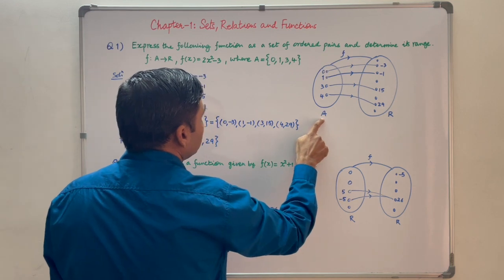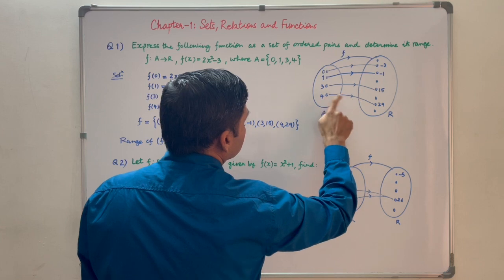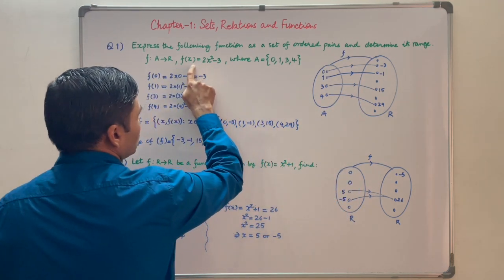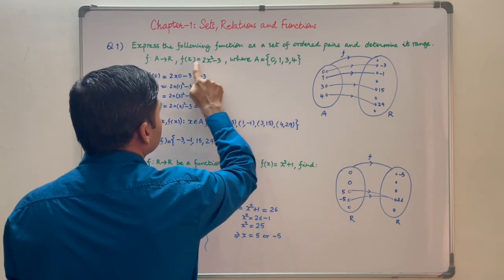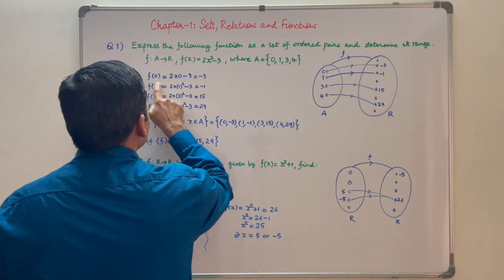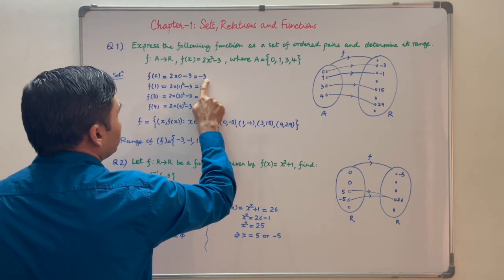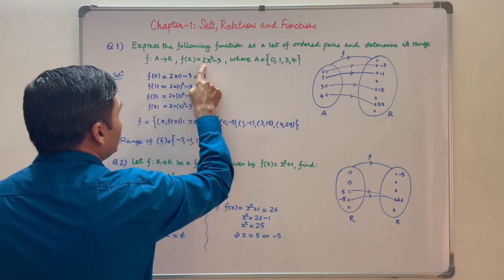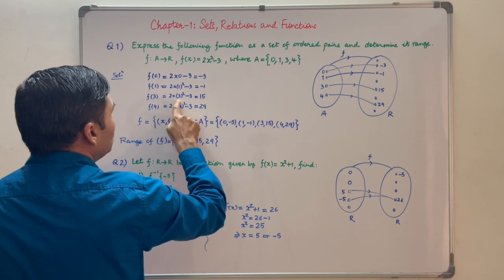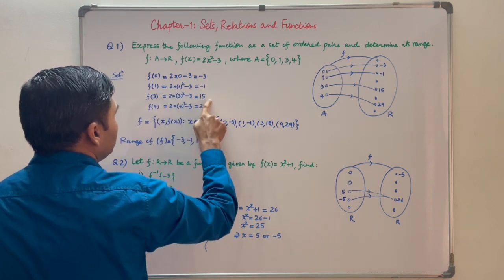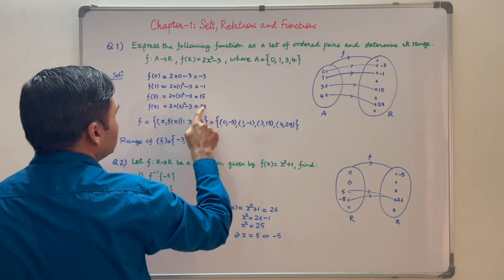Set A is having elements 0, 1, 3 and 4. We have to find out their corresponding images following this rule. So we have to calculate f(0), f(1), f(3) and f(4). f(0) is equal to 2 into 0 square minus 3, that is minus 3. f(1) is equal to 2 into 1 square minus 3, that is minus 1. f(3) is equal to 2 into 3 square minus 3, that is 15. And f(4) is equal to 2 into 4 square minus 3, that is 29.